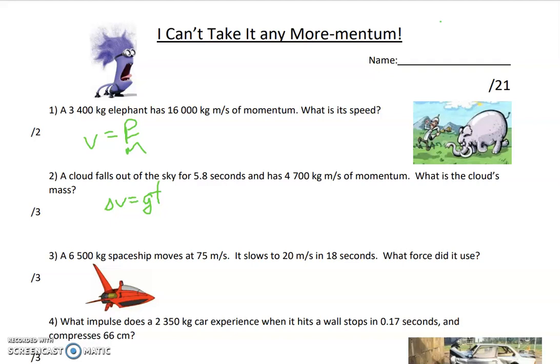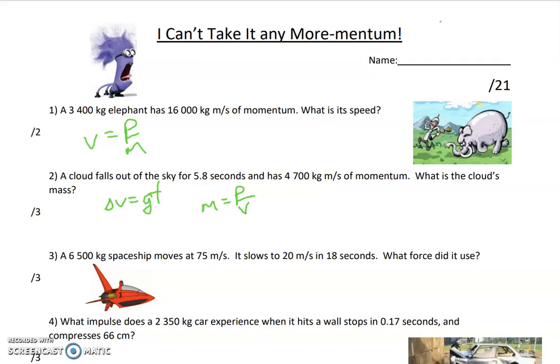Of course, acceleration in this case would be gravity, and that means you know how fast it's going when it hits the ground. And then if you're looking for the mass of the cloud, mass would just be the momentum divided by the v that it hits with. So you've got the momentum that it hits with when it lands. You've got the change in v, which would be the v that it hits with because it's free fall. And then you have the mass of the cloud.